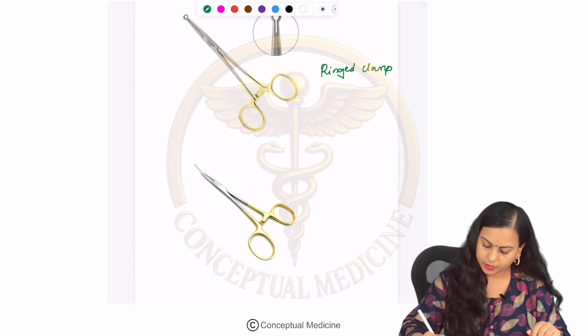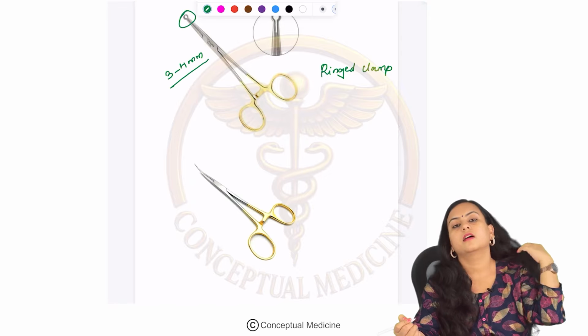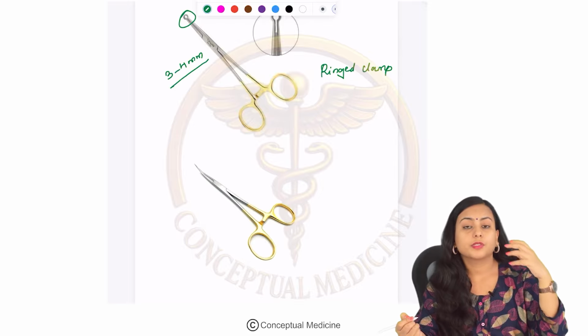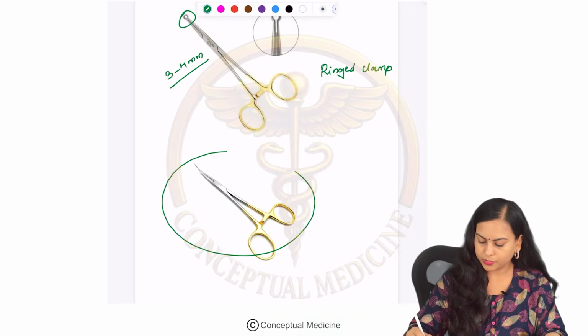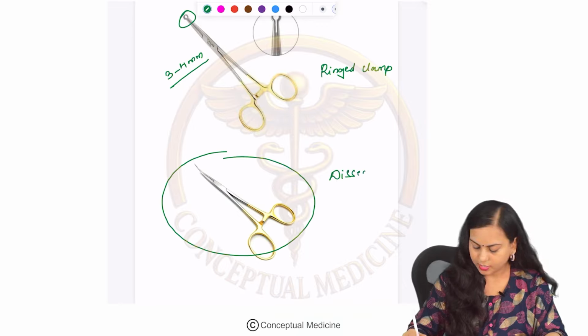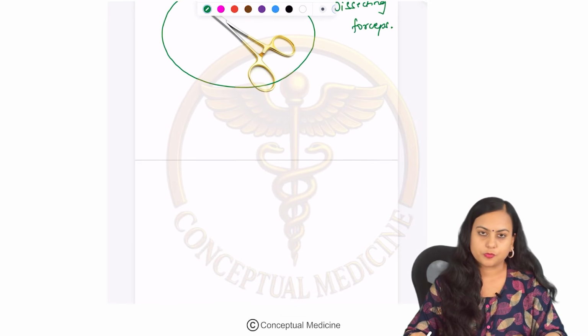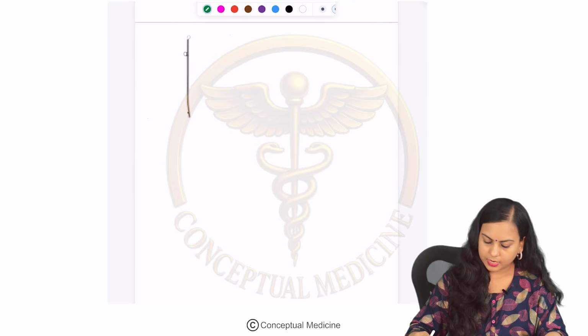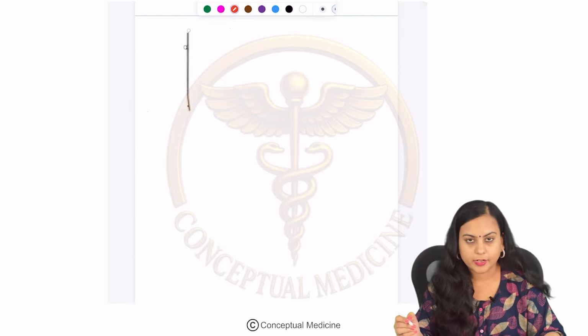Now, this is a ringed clamp. You will have a closed ring about 3 to 4 millimeter. That will help in taking the vas out without injuring it, right? And this is a dissecting forceps. This is the dissecting forceps that is used in non-scalpel vasectomy. Clear? Right.